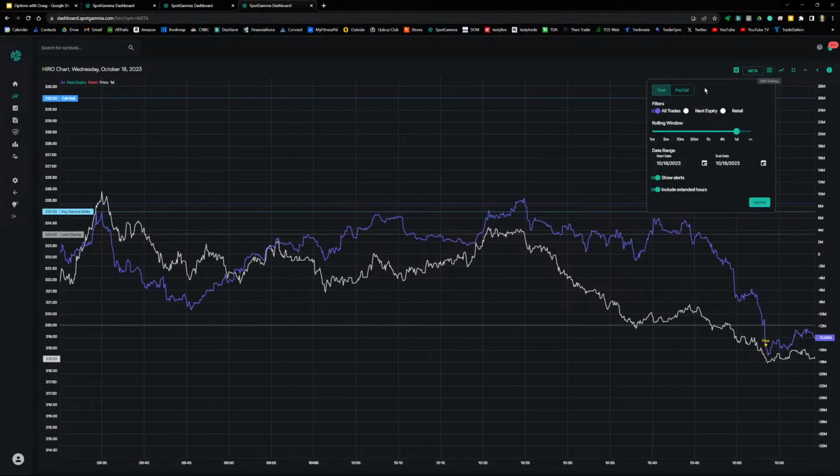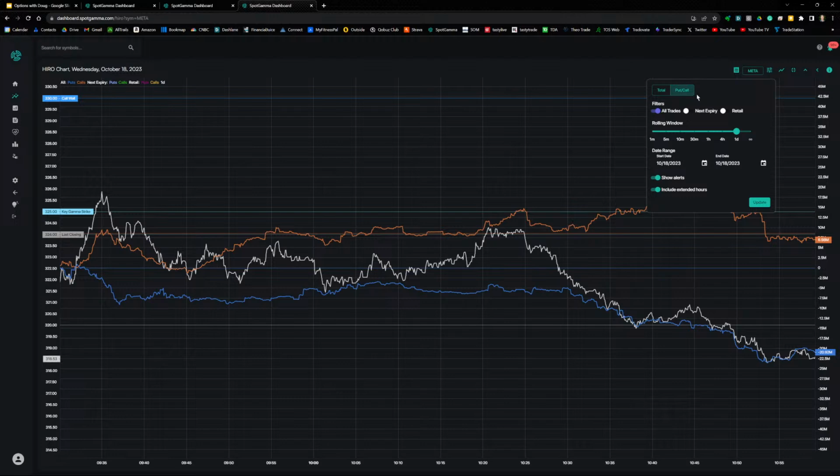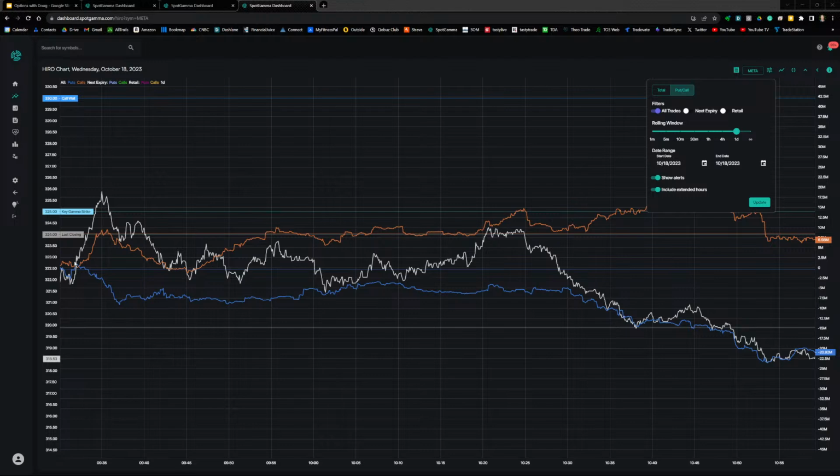Separate out puts and calls. So this makes it a little bit more clear that traders, after maybe a couple of minutes after the cash open, started buying puts. That's shown by the falling blue line there. When the blue line is falling, that's negative delta, indicating traders are buying puts. And then they started selling calls as well. That's shown by the falling orange line.